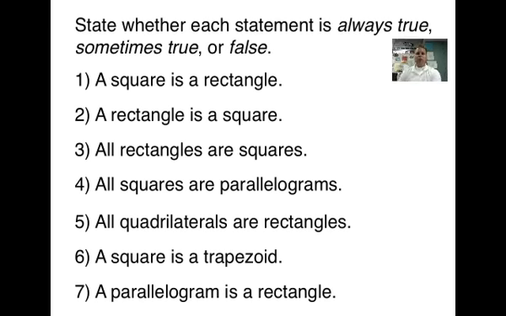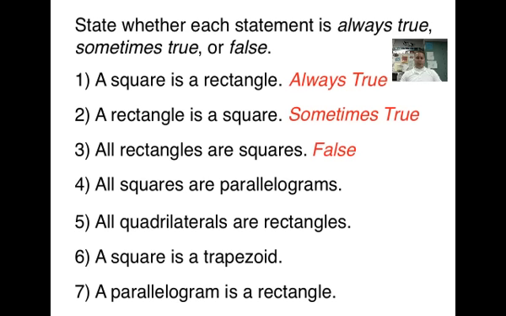State whether each statement is always true, sometimes true, or false. If you want, you can go ahead and do this on your own and then pause the video, come back when you're ready. So number one, a square is a rectangle. That is true. Always true. A rectangle is a square. It can be, but it doesn't have to be, so that's sometimes true. All rectangles are squares. False. All squares are parallelograms. True.